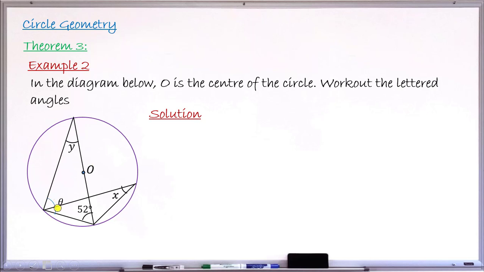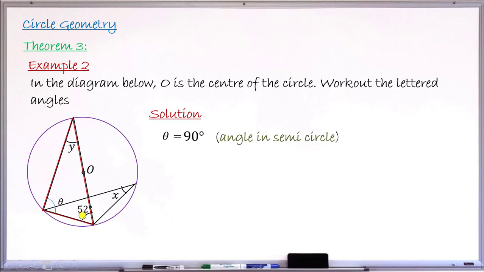So this angle theta is an angle in a semicircle. So theta will now be equal to 90 degrees. And the reason is it is an angle in a semicircle. So if I consider this triangle, look at this very triangle, I colored it red. This angle is now 90 degrees.